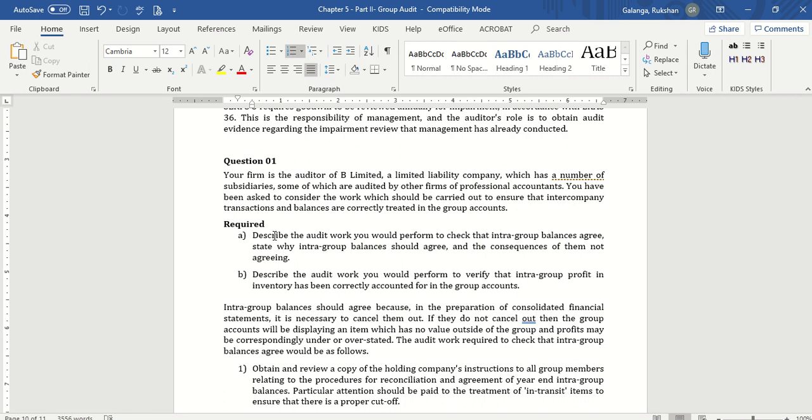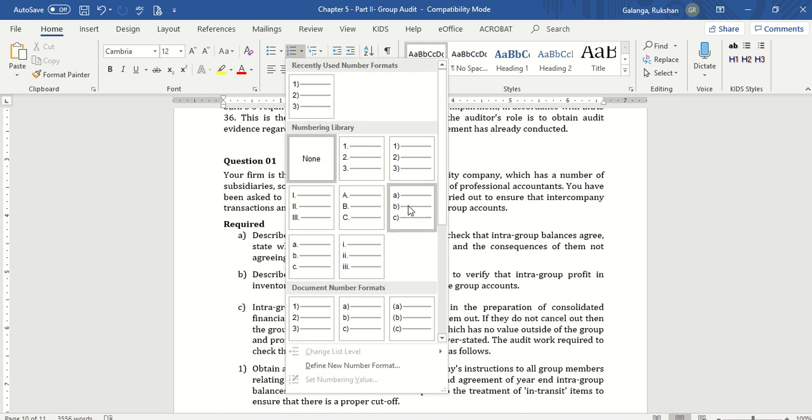So it is a general question, right? Like the intercompany balances. If you have done the consolidation well, you have the answer for this question. Part B asks, describe the audit work you should perform to verify the intergroup profit in inventory has been correctly accounted for in the group accounts, right? So you should know about the inventory part as well. We have to discuss how you can gather the information and audit evidence in relation to the inventory a little later.